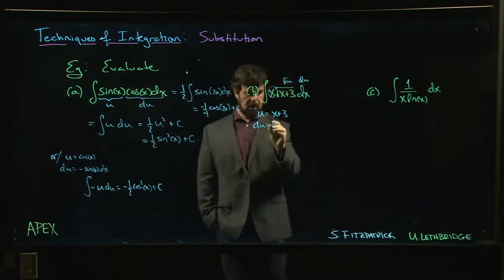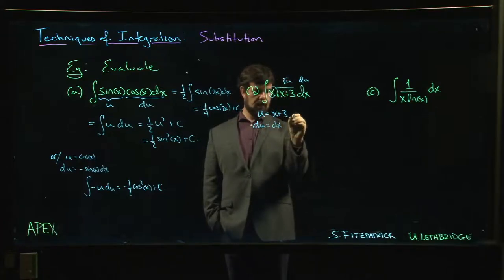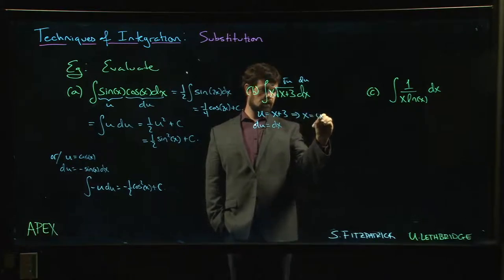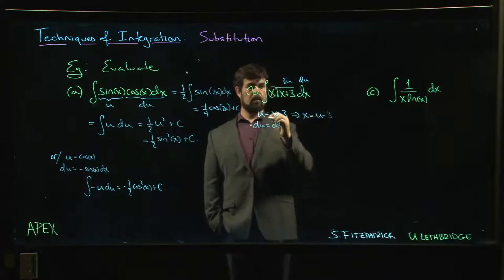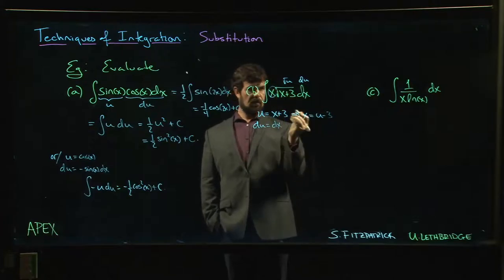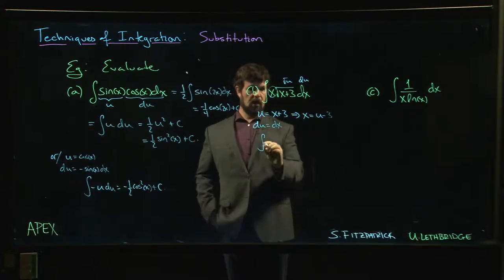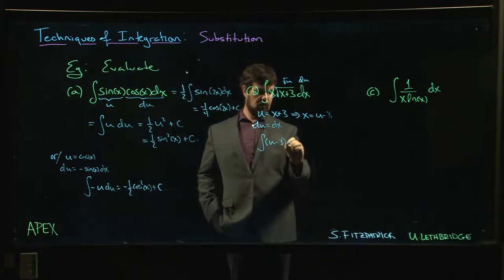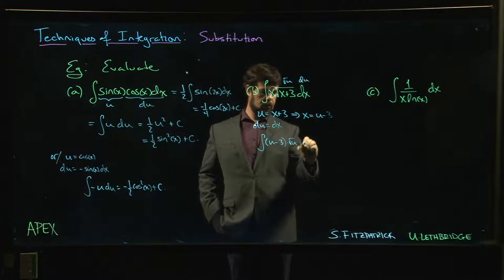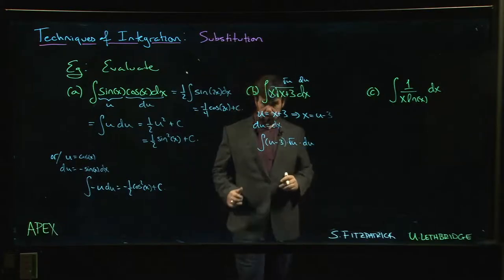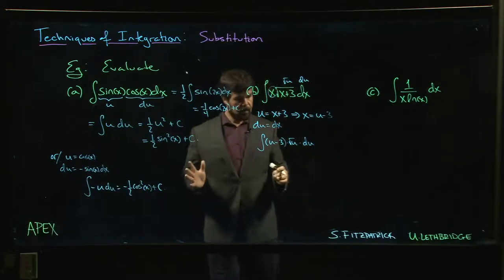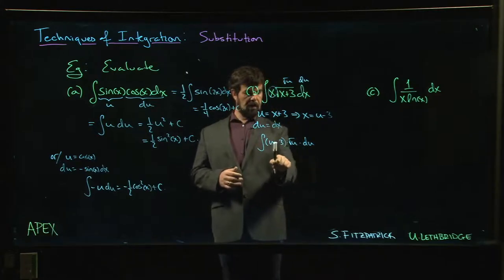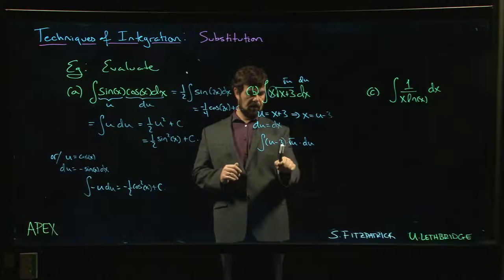Oh, hang on. I can solve for it up here, right? x is u minus 3. So if I put all that in, what I get is u minus 3 times root u times du. All right, so why is this better? It's better because now the sort of complicated part is outside the square root rather than inside the square root.